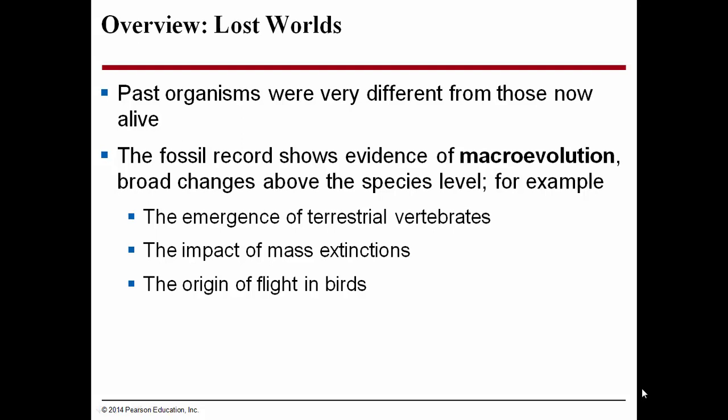Past organisms were very different from those now alive today. We can easily see this based on the fossil record. The fossil record shows evidence of macroevolution, broad changes above the species level. For example, the emergence of terrestrial vertebrates from fish and amphibians, the impact of mass extinction, such as the great demise of the dinosaurs 65 million years ago, and the origin of flight in birds some 90 to 100 million years ago. All of these great changes are considered to be macroevolution. That's to distinguish it from microevolution, which was the last lecture, which talked about changes in species or in populations.